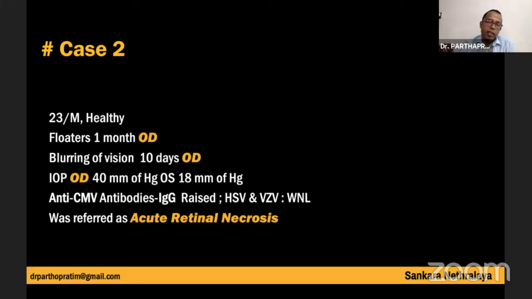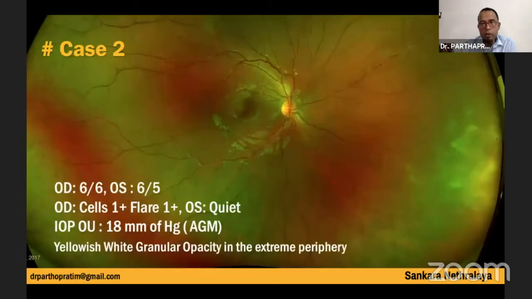Another case, a 23-year-old healthy male presented with floaters in the right eye for 1 month. There was blurring of vision for 10 days, and his intraocular pressure was raised. It was 40 millimeters of mercury when he presented elsewhere. The patient was subjected to investigations like anti-CMV antibodies. IgG was raised, whereas HSV and VZV were within normal limits. The patient was referred as acute retinal necrosis.